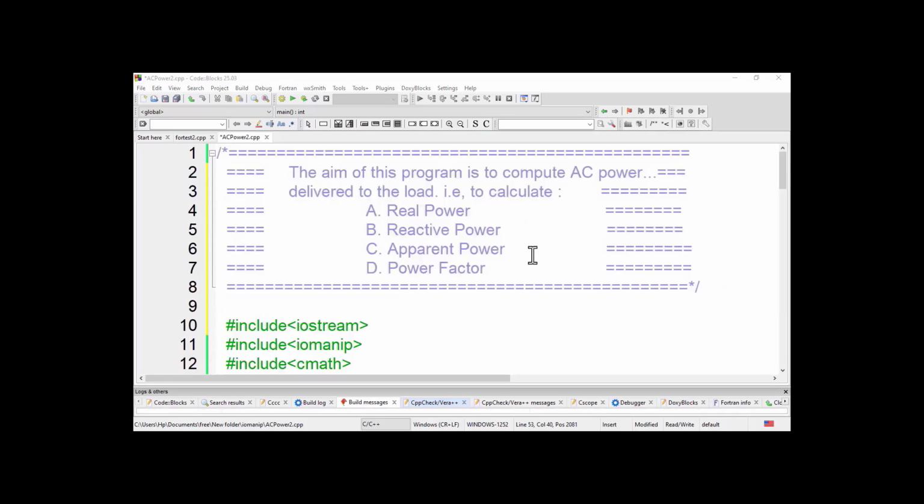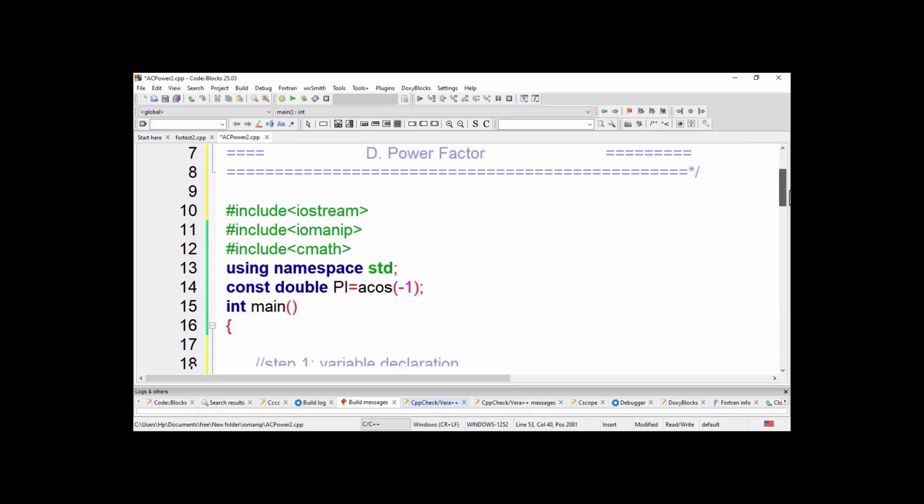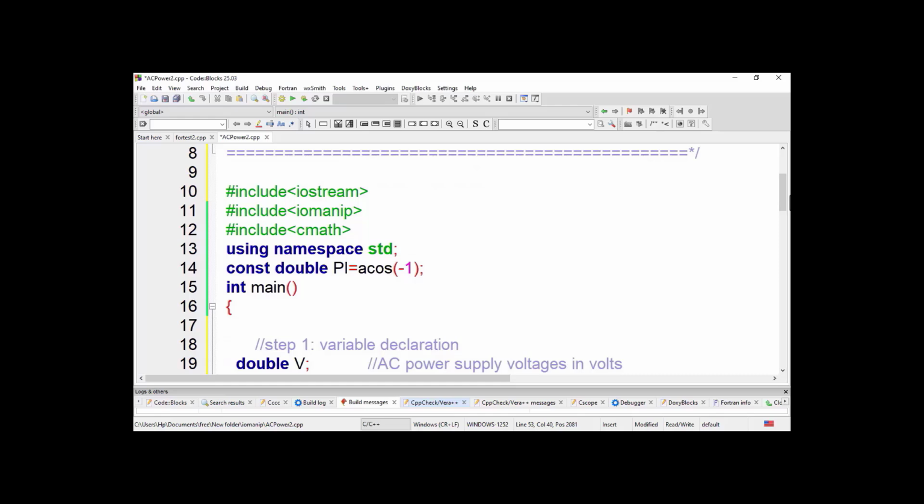The aim of this program is to compute AC power delivered to the load, that is to calculate: 1. Real power, 2. Reactive power, 3. Apparent power, and power factor. Include iostream, include iomanip, include cmath, using namespace std, and we define pi as the acos of -1: const double pi = acos(-1).